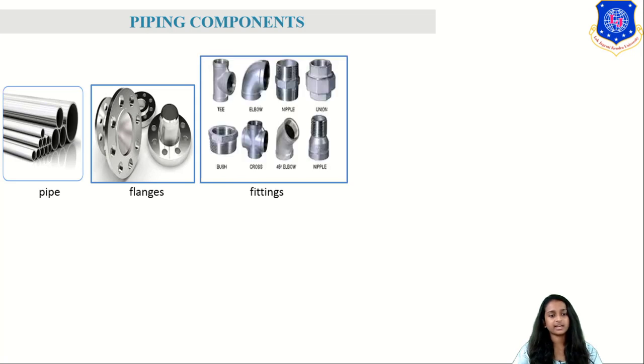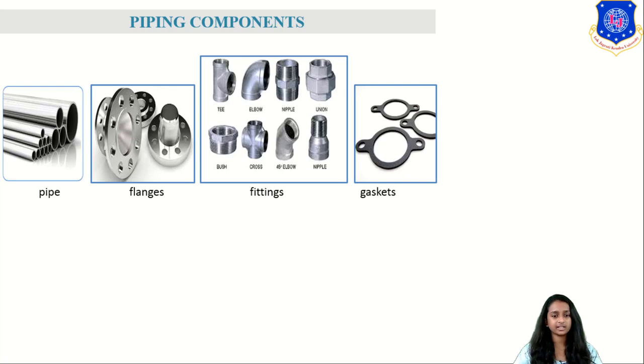Then fittings. There are so many fittings available in the industry. First one is tee, elbow, nipple, union, then cross, then 45 degree elbow and so on. Fittings are used to direct the flow of the liquid and to change the flow of the liquid. Next is gasket. Gasket is a mechanical seal which is used to prevent leakage from the piping system.